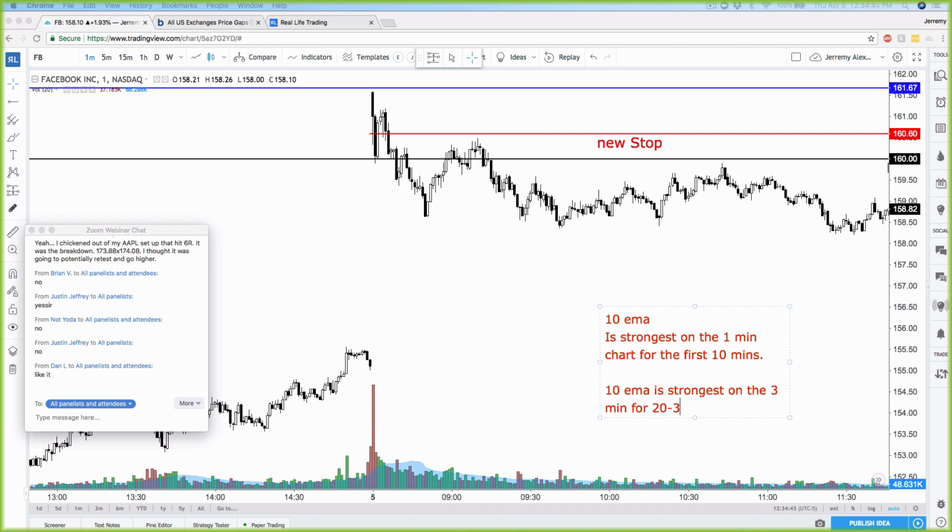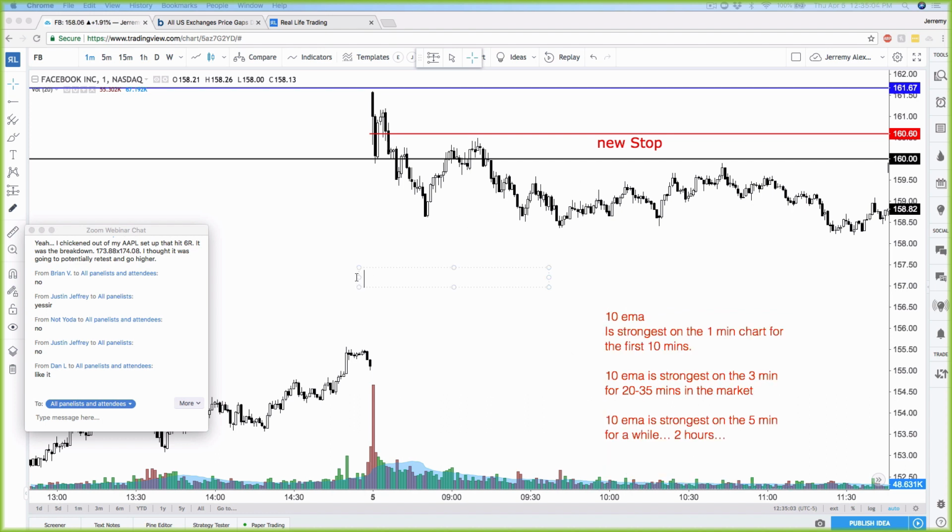really about 20 to 35 minutes into the market. 10 EMA is strongest on the 5 minute for a while. That's a really good moving average. I would probably argue 2 hours, 2 hours into the market. And then after 2 hours into the market, the next strongest is usually the 20 EMA on the 5 minute, and then the 10 EMA on the 15 minute.